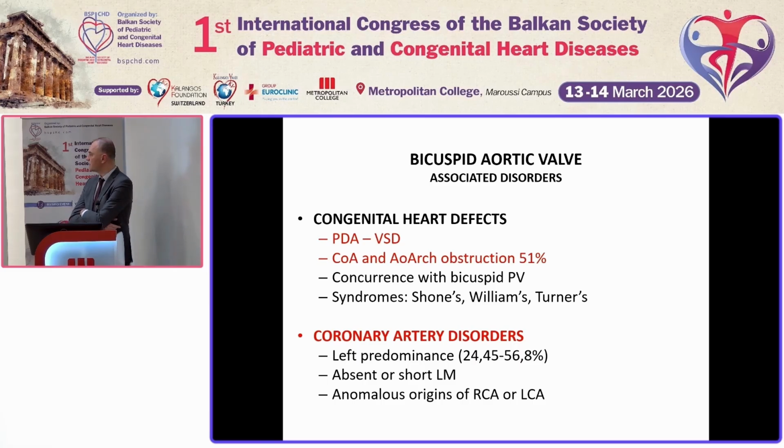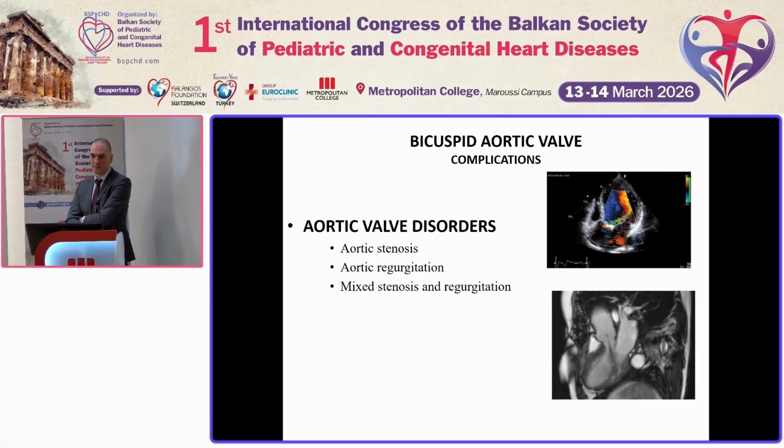Now, the condition is frequently associated with other abnormalities, such as a shunt in the form of PDA and or VSD, coarctation, thoracic aorta anomalies of the vessel wall, coarctation and obstruction in 50% of cases, and aberrant coronary arteries, coronary artery anomalies. Valve disease, of course, has to do with stenosis, regurgitation, or a mixed disease. We'll discuss this a bit in detail later on.